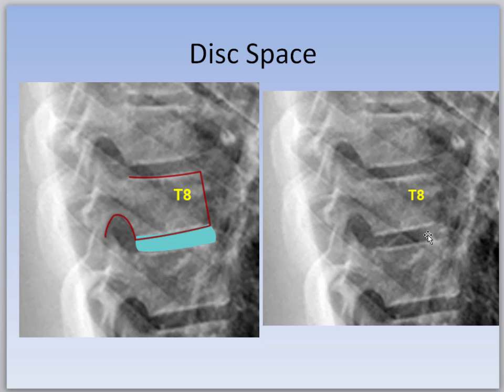Now the disc space, we can't see the disc, but we can see this region right here. So this is the disc space where the disc would be. So if there's a marker in here, say disc space, thoracic spine.